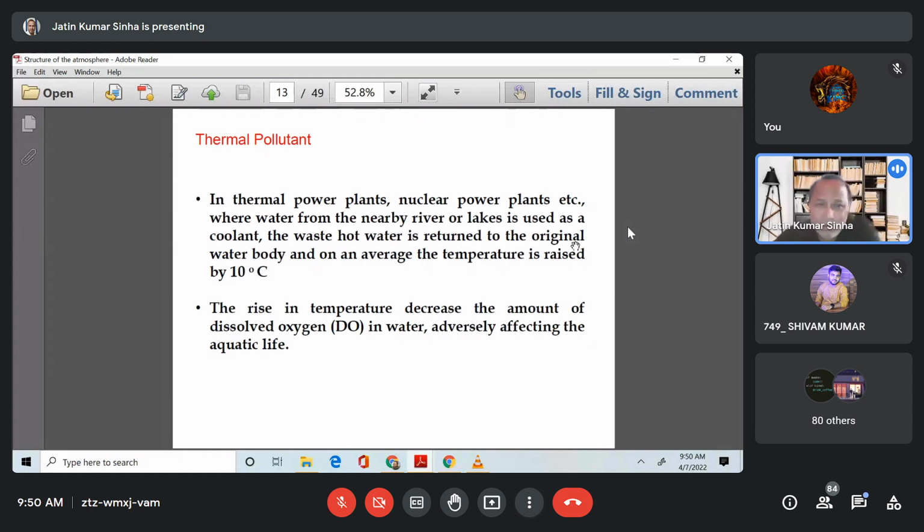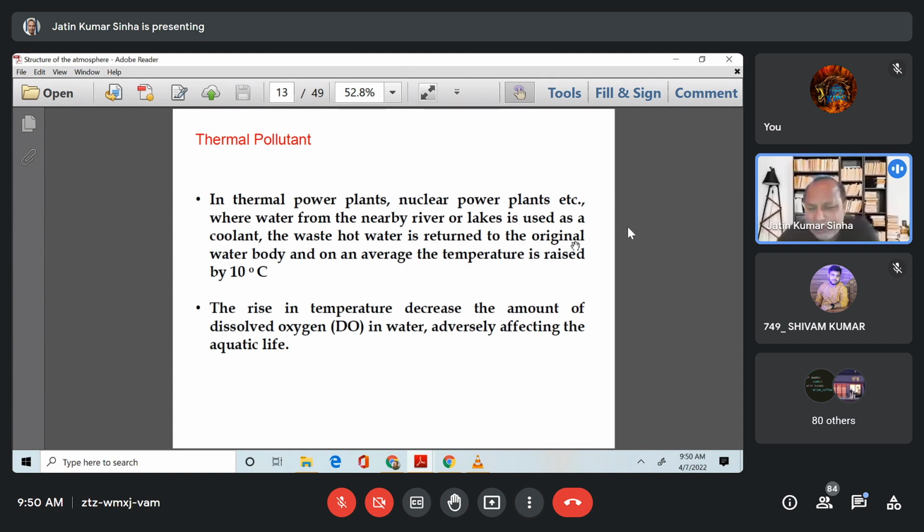The next is thermal pollutants. This is again limited to certain areas, for example, thermal power plants and nuclear power plants. What happens is the thermal power plants and nuclear power plants use water from a nearby river or lake as a coolant, and the wastewater, which has a higher temperature, is released to the same river or closed water body system. Normally, what we see here is that this leads to almost a 10-degree rise in temperature.